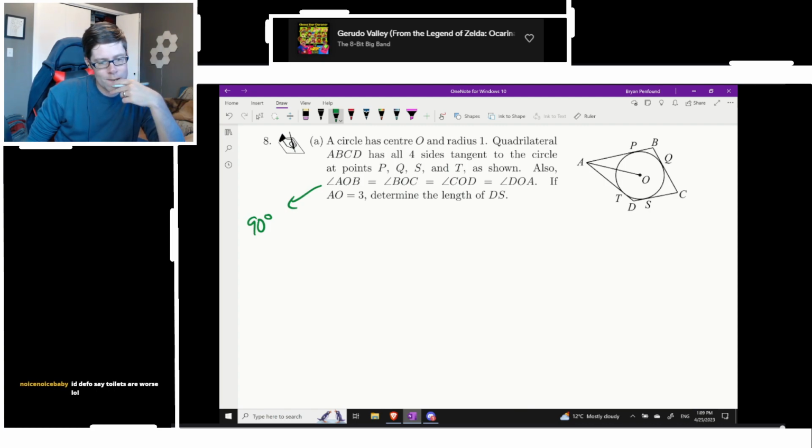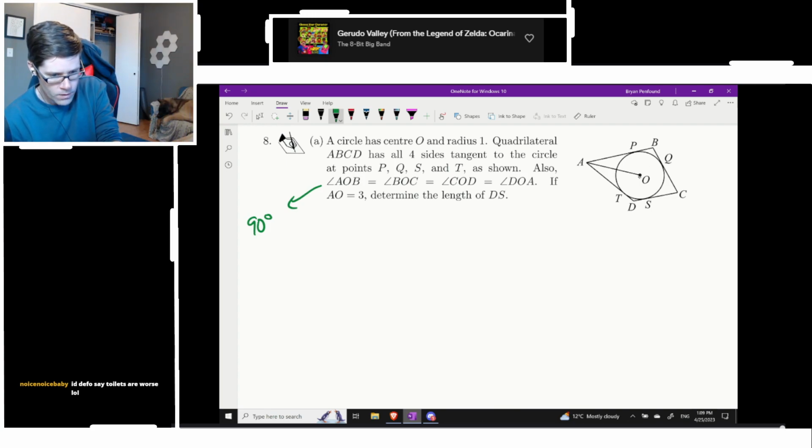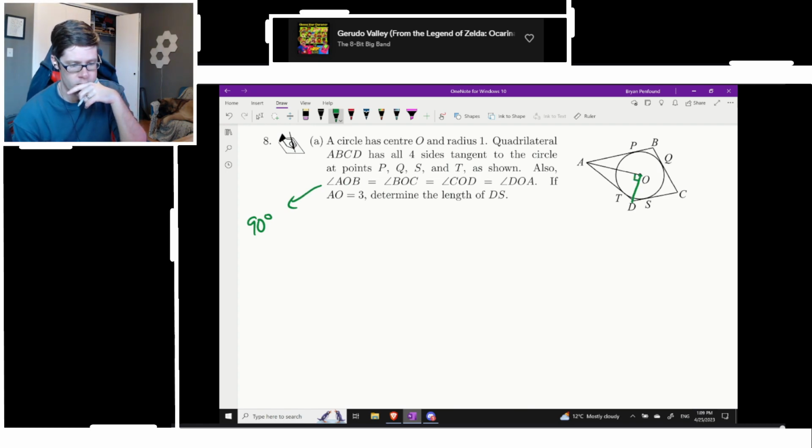So what should we do? Should we start just connecting some stuff and seeing what we can do? I'm pretty sure we can probably do this. We know that that's 90 degrees. And should we also connect to T? We could connect it in a couple of different ways. But let's get rid of that 90 degree. We could connect to T and we could connect to S.